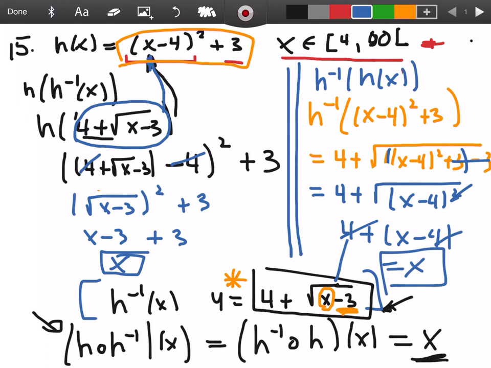So either way we did it, either direction, we did this side or we did this side, both sides got us x. That's a lot of algebra. Hopefully that looks good to you. Let me know if you need a little more help with that.